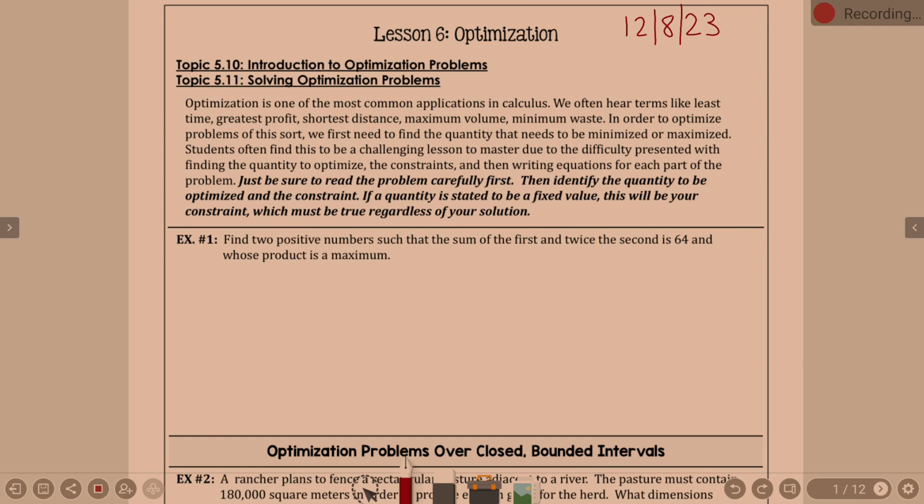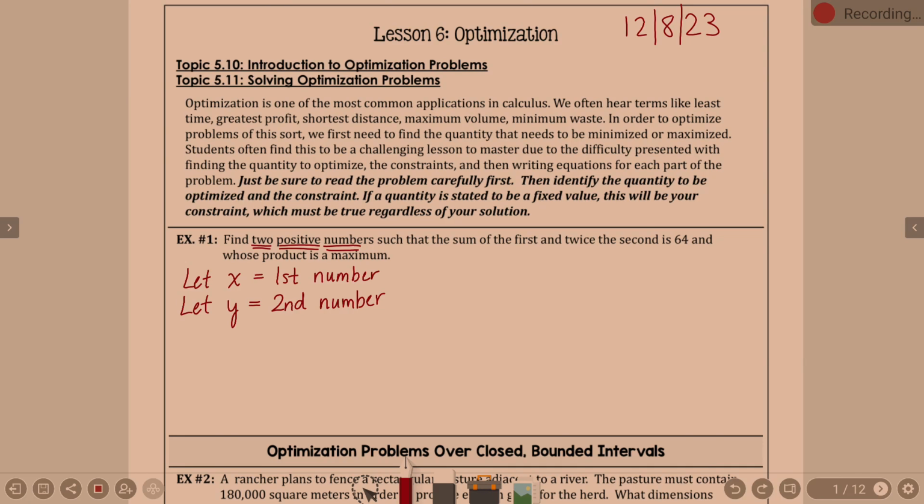So find two positive numbers. That right there is what we're being asked to find, right? We're being asked to find two positive numbers. I'm going to make these my variables. So I'm going to say let x be the first number. And then if that's the case, I'm going to let y be the second number. Okay, so that's what we're being asked to find.